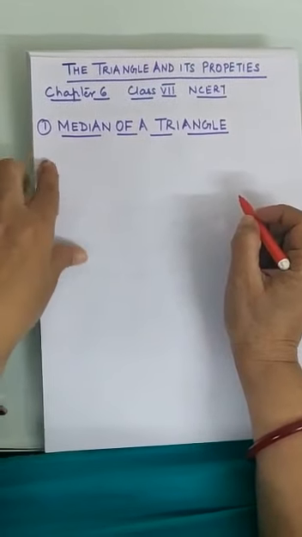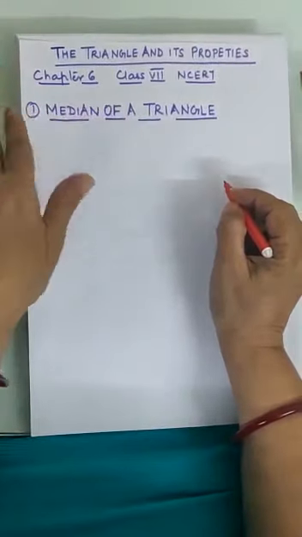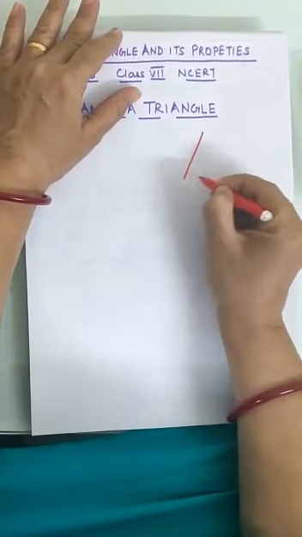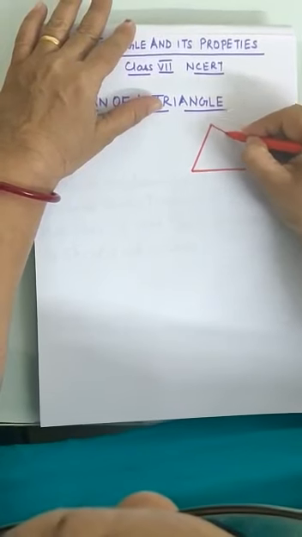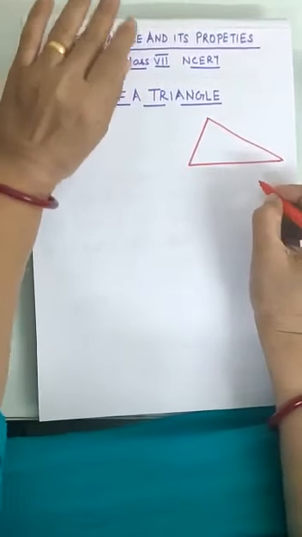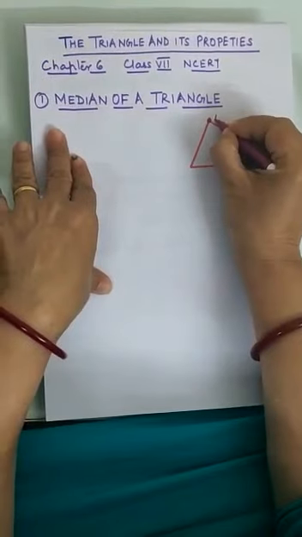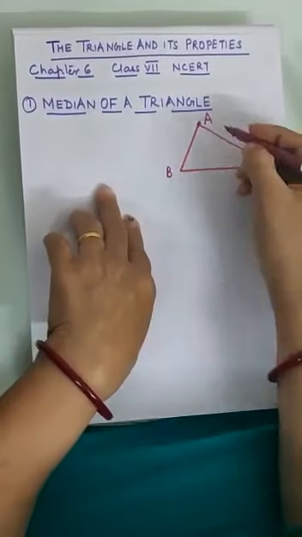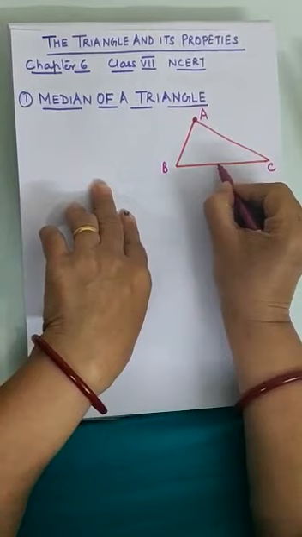Yes, children, today we shall discuss the median of a triangle. So let us find out what is the median of a triangle. First, we draw a triangle. This is a triangle. Let us name the vertices of the triangle A, B and C. Now this is the vertex and opposite side to this vertex is BC.